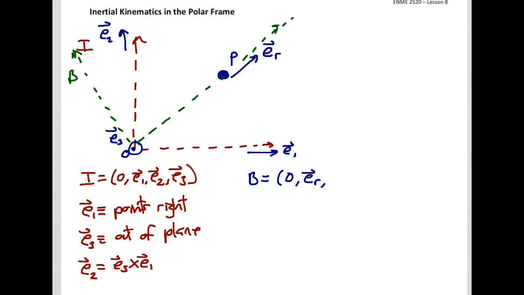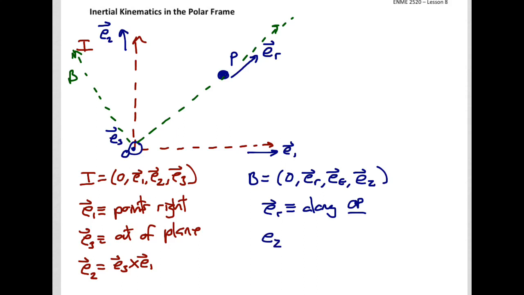It has an E sub r, we're going to use an E theta, and then we're going to use an E z, just like in our polar coordinates. And so let's define these basis vectors. E sub r is defined as along the line OP. So that means that between point O and point P, this basis vector E sub r is always pointed there regardless of where P is.